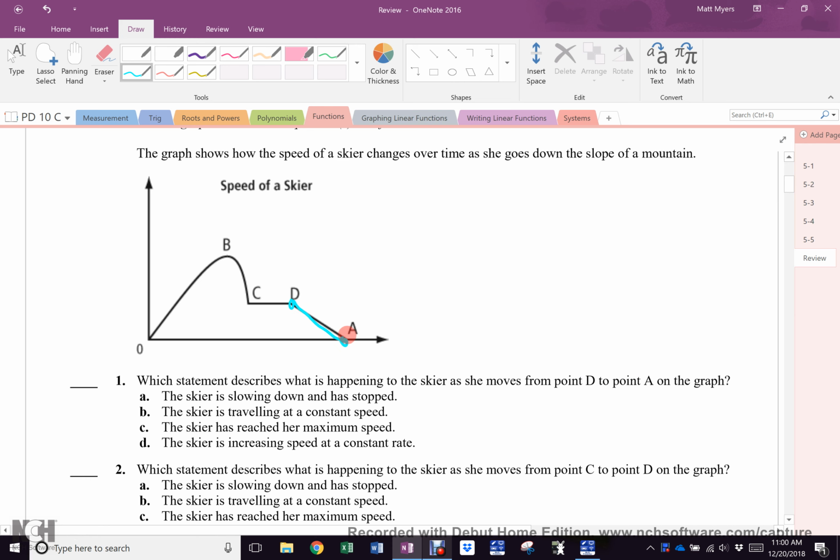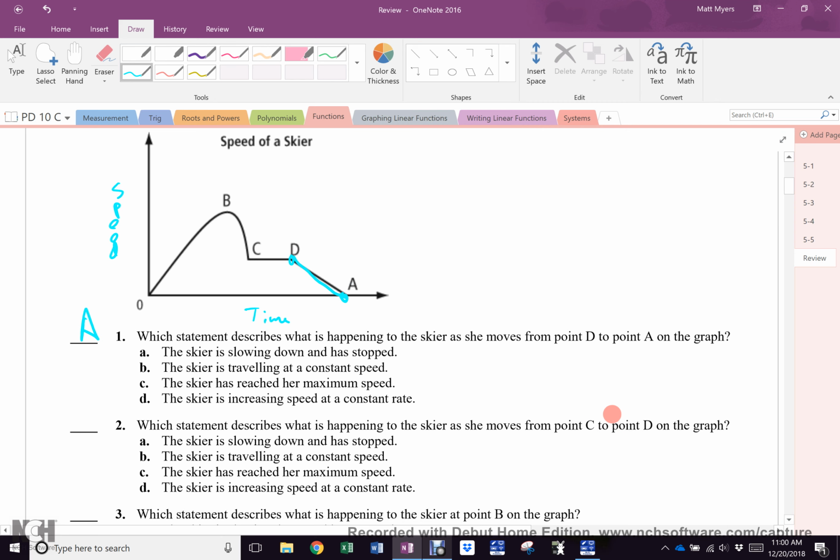She is slowing down and has stopped because her speed, this would be time, this would be speed. Her speed is lowering to 0. Point C to D right here. I'll change colors. Point C to D right here. The skier is traveling at a constant speed because the speed is neither going up nor down.